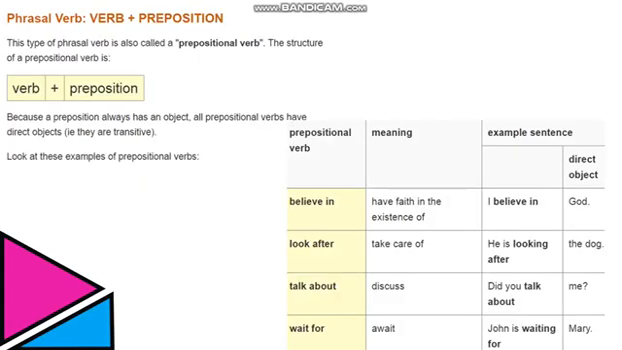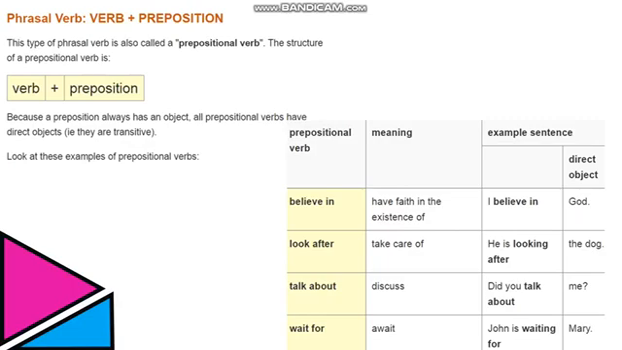Next, verb plus preposition. This type of phrasal verb is also called a prepositional verb. The structure of a prepositional verb is verb plus preposition, because the preposition always has an object. All prepositional verbs have direct objects. Look at the table. Believe in, which means have faith in the existence of something or somebody. Let's look at the example: I believe in God, which means I have faith in the existence of God.